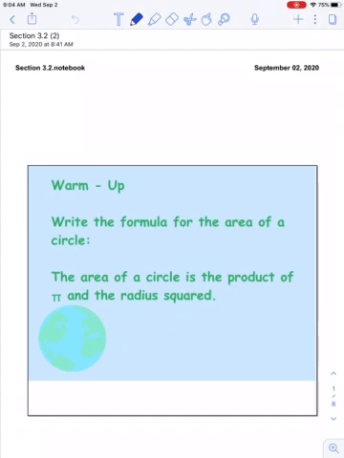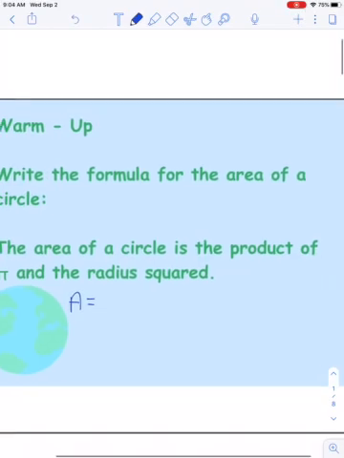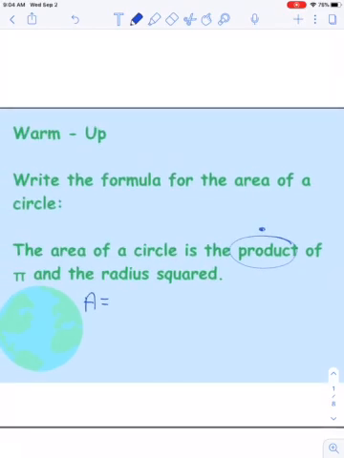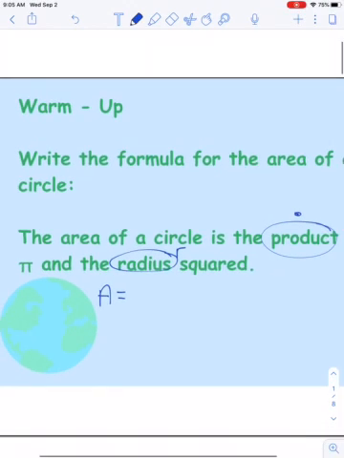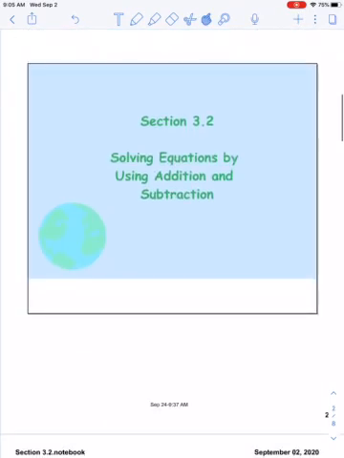So when we're writing a formula, remember we're going to use descriptive variables. So we're going to use letters that describe what we're talking about. So the area of a circle is, we're going to use A equals. The product means to multiply, pi, and the radius squared. So we need the radius, which we're going to use r, because that's our descriptive variable, and we already have pi. So we're multiplying pi and the radius squared. And that's it. Descriptive variables.